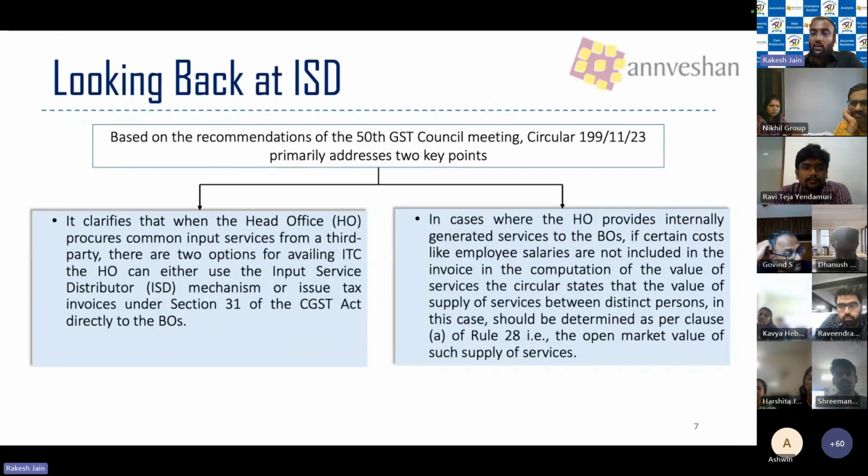Assuming you have not done the cross charge between the branch office and head office on the internally generated services, the circular clarifies that whatever value you adopt, in our scenario, it will be a nil rate, because we have not taken any value as we have not done any cross charge. So we are assigning a nil value to this service. That means the open market value will be the value of supply. This was one of the important clarifications which came out in this circular.